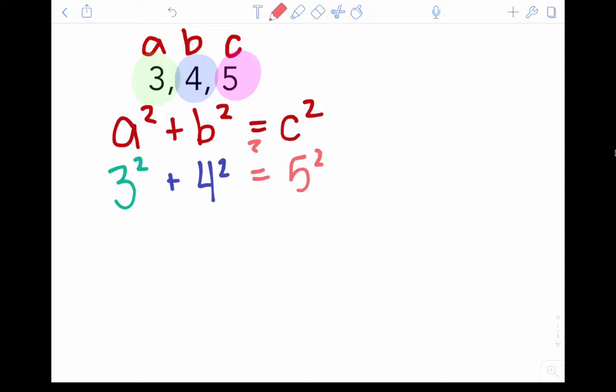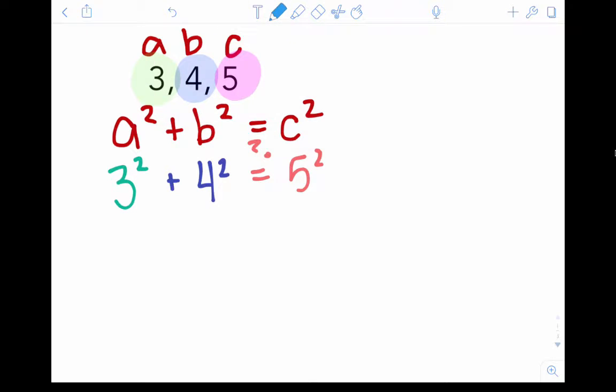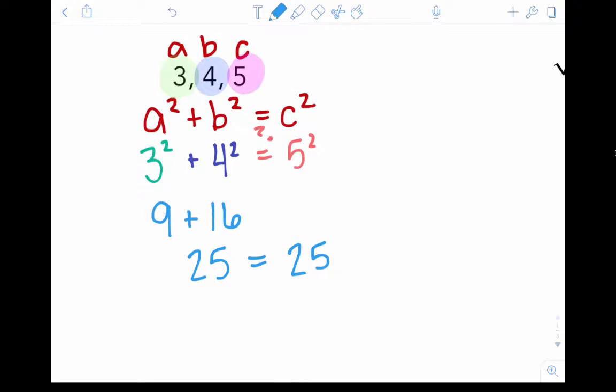And I need to see if this is equal. So I'm going to go through and solve this down. I know 3 squared is 9, and 4 squared is 16, so I have 9 plus 16, which equals 25. 5 squared is 25. So those two are equal. That means that, yes, this is a right triangle. It's going to look something like this. This is going to be a length of 3, that'll be a length of 4, and then this is a length of 5.